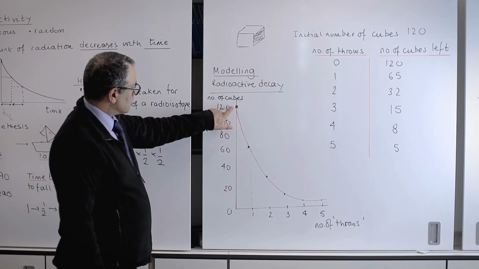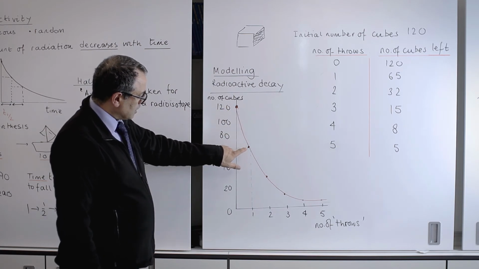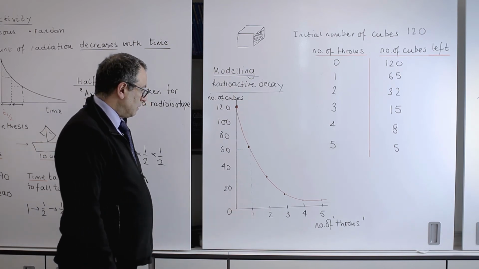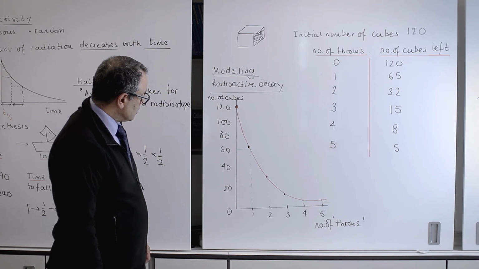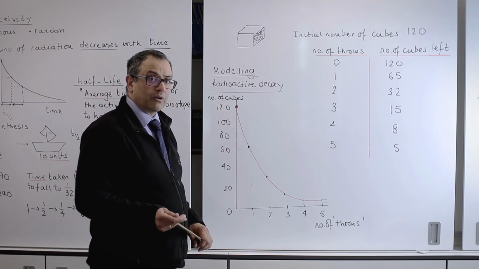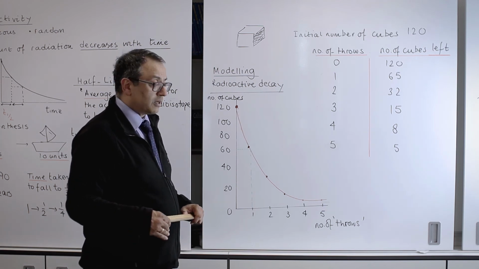So for example, if I start with 120 cubes, go down to half the number, go across and read off, roughly every throw represents the half throw, or the half life. And likewise, if I repeat that again, it's roughly a throw that actually halves the activity of the radioactive isotope.